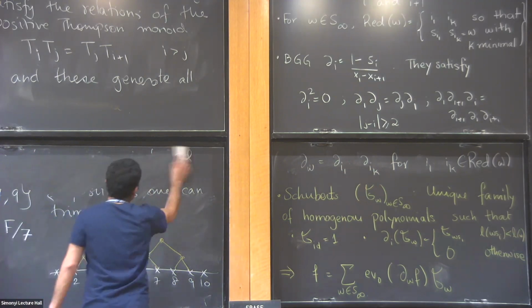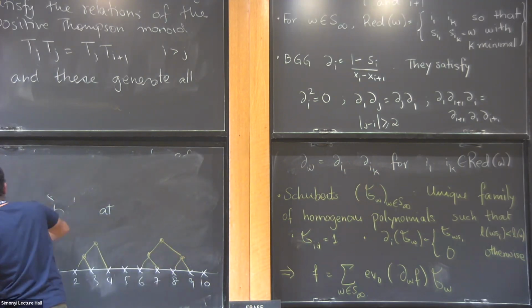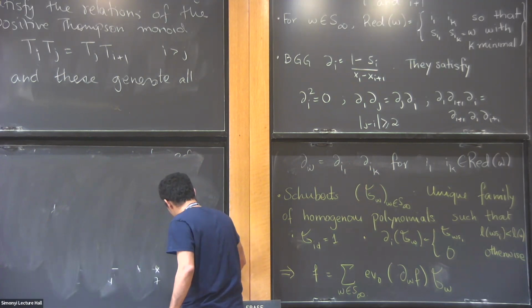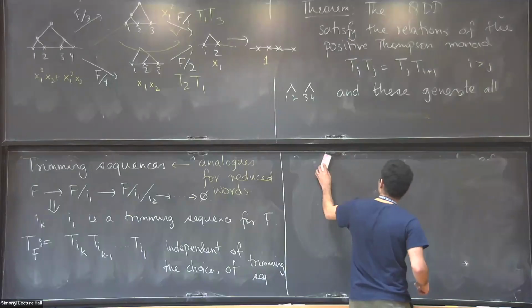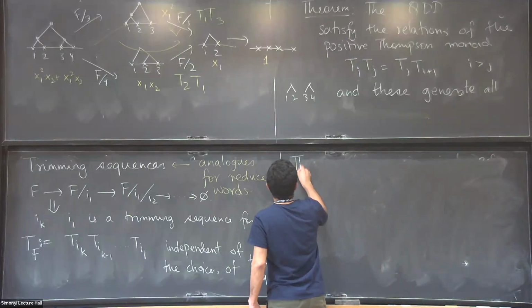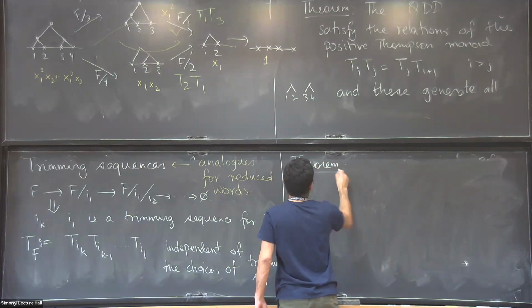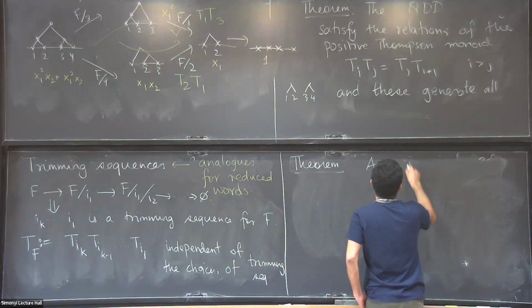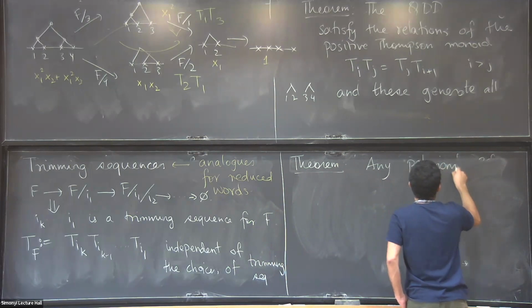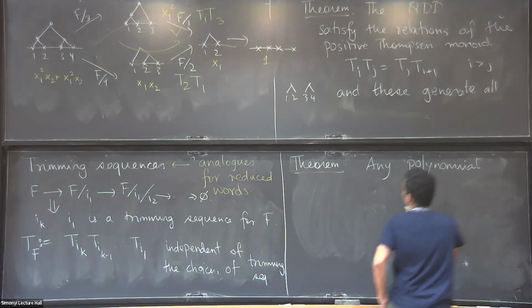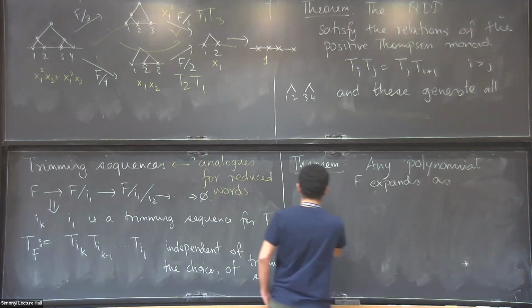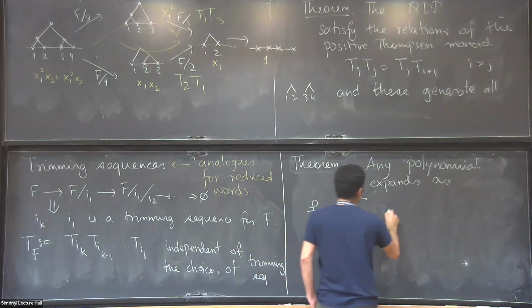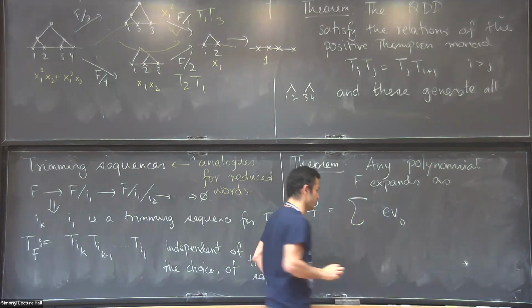I told you that the forest polynomials are a basis. I've handed you a well-defined operator, which depends on a trimming sequence. And you're like, okay, let's just apply this to a polynomial, extract the constant term, and that should be the re-expression. And that is indeed the case. Any polynomial f expands as follows, where F0 is the constant term.